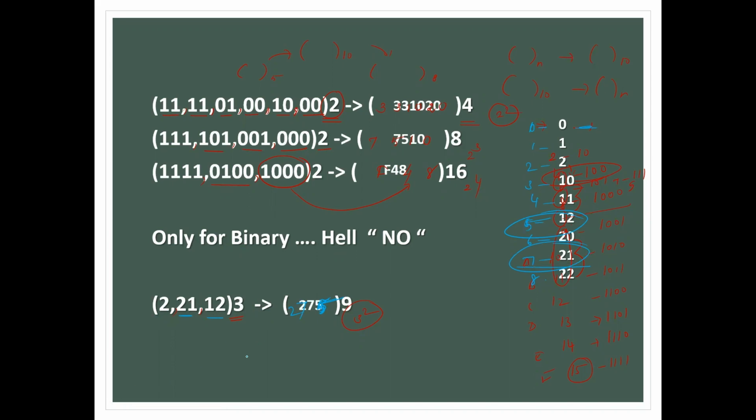Okay, so I hope you are now clear with this. These are some tricks that you can use, especially for converting from base n to base n square or n cube or n power 4 or n power 5 and so on. Now, some basic calculations.